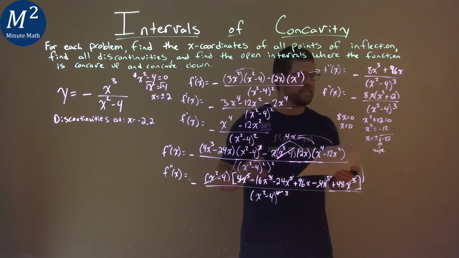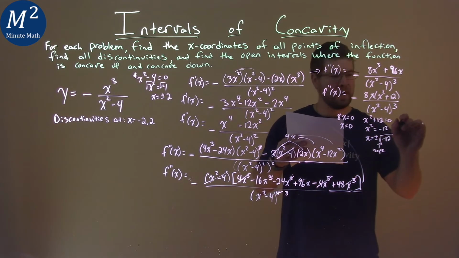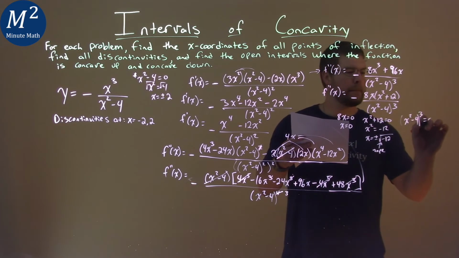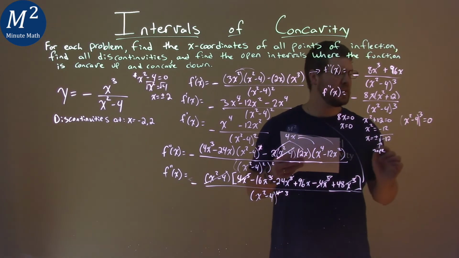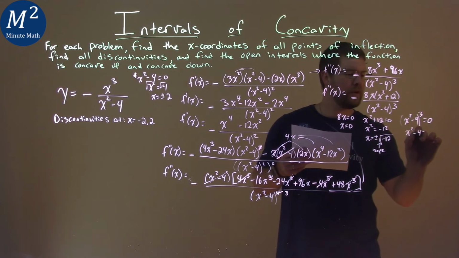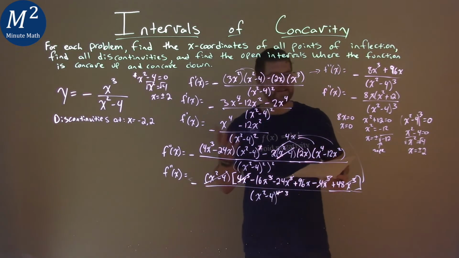Don't worry about that. Now the denominator equal to 0, okay, we have an x squared minus 4 all to the 3rd power equal to 0. Solving for that, third root both sides, doesn't matter to 0. X squared minus 4 equals 0, x squared equals 4, and x equals, we square root both sides, plus or minus 2. Okay. So we got a lot going on here.